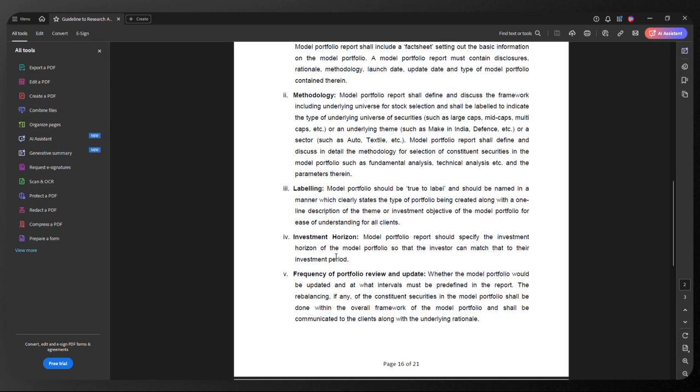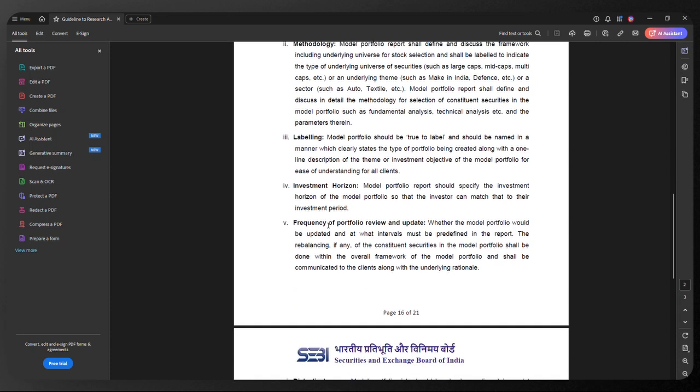Right. Another one is the labeling, true to label concept. So the labeling has to be clearly defined. Right. The labeling has to be so clear that the way that you are selecting the securities should reflect in your label. So it cannot be like if you are saying that this is the defense portfolio and you are selecting stocks from a non-defense index, right? It cannot happen.